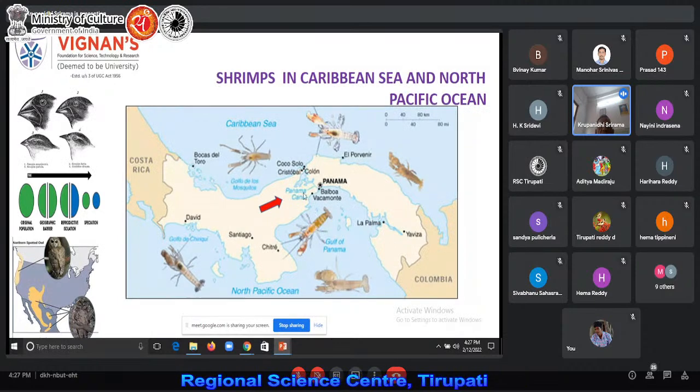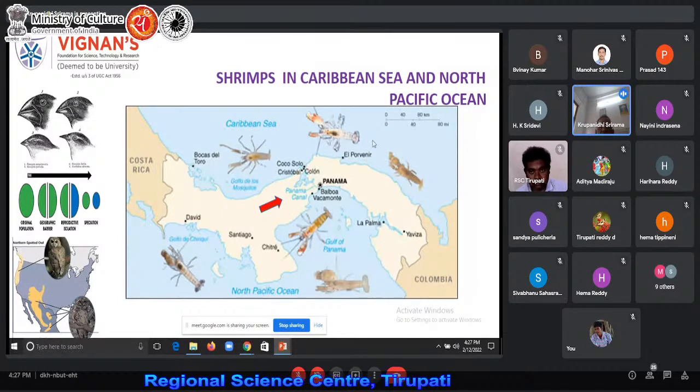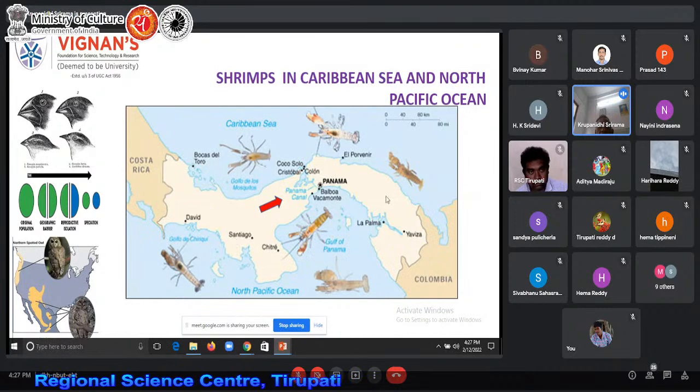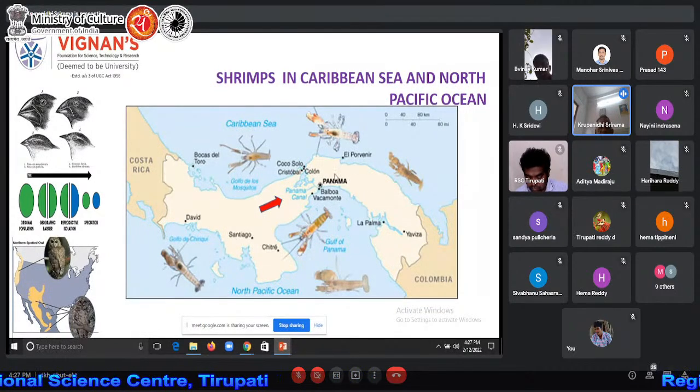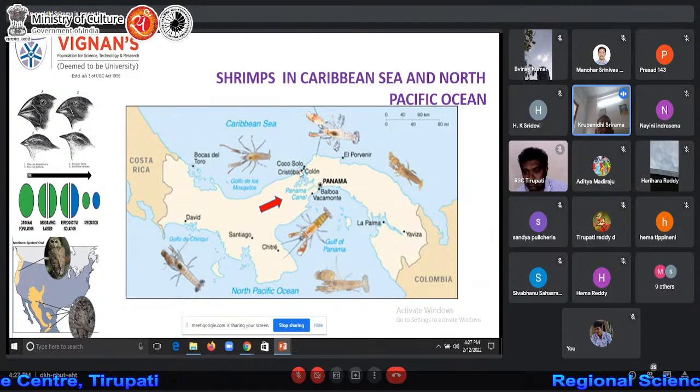So this is where the shrimps live, in the Caribbean Sea and the North Pacific Ocean. They are now separated because of allopatric speciation, that is, a barrier, and now the artificial Panama Canal has been made.